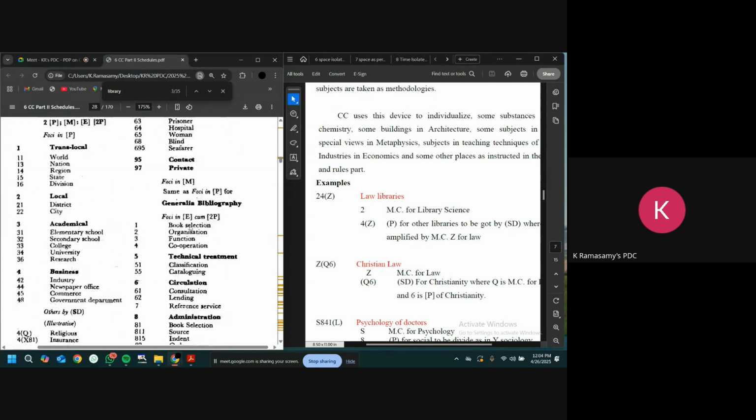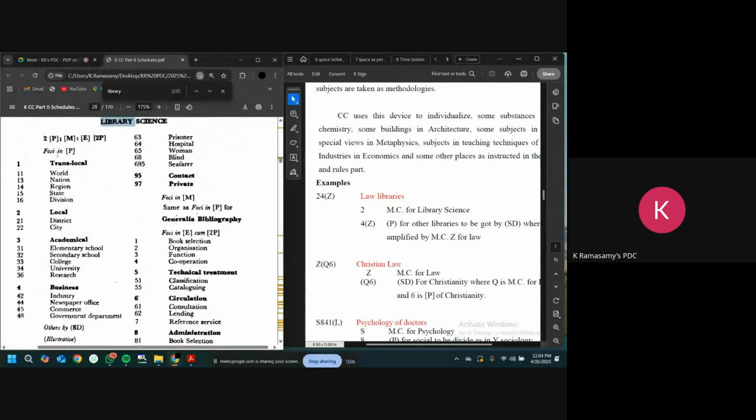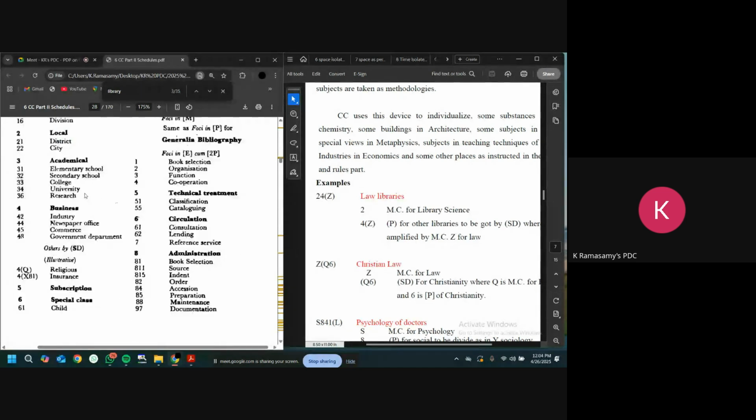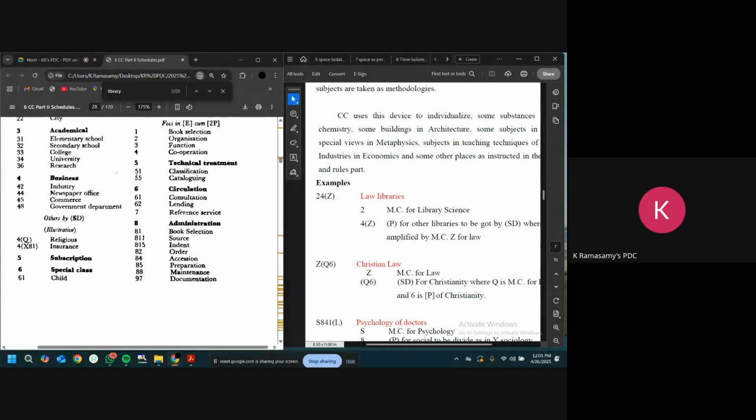See, in library science, it is given here 4C in P. There 4 is business. Business means special libraries. Below that, it's given here others by subject device. If you want to construct a number for any special library, it is very simple. You write the main class 2, write the personality number 4, and within the circular brackets, you take any number from any main class and insert it here.